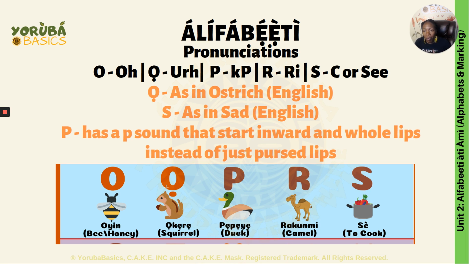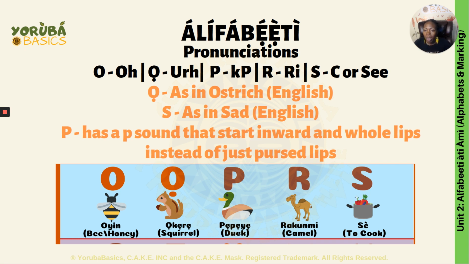All right. So moving far along, the next set of alphabets that we're going to learn is O, B, Ri, Si. So O for Oyin, O for Okere, P as in Pepeye, Ri as in Rakumi, and S as in Se, Se.